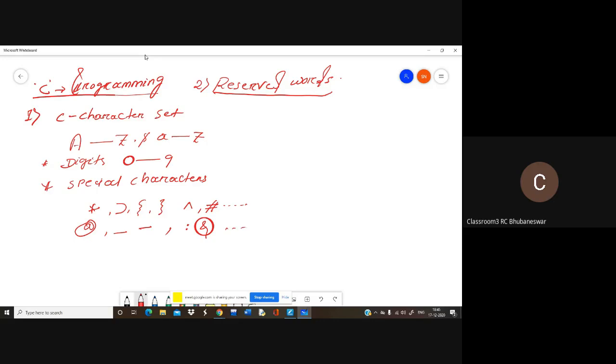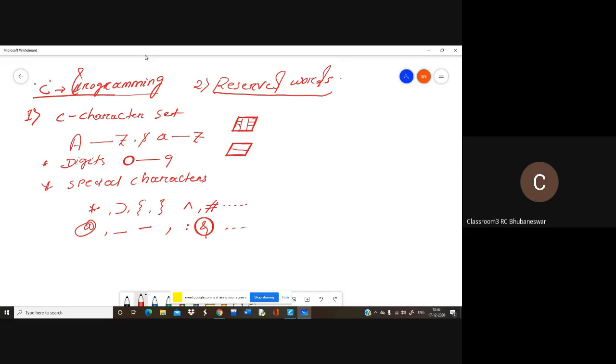Similarly, some words are there whose meaning cannot be changed. They are reserved. Like in a train, some berths are there. Here three seats, here three seats, here also two seats, so six seats are there. So we are booking, and the seats are reserved for you.